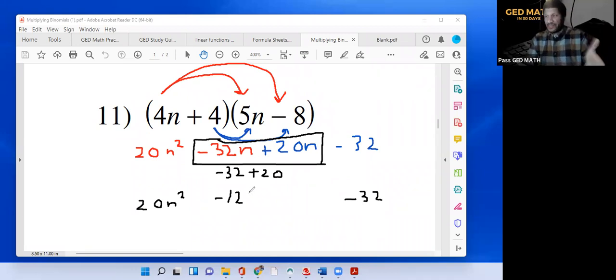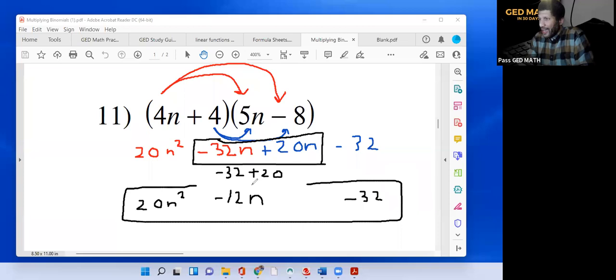That's another common mistake I saw people do. They would combine this negative 12 and this negative 32. You cannot forget your n. The computation involves the two coefficients, the negative 32 and a positive 20, but they are like terms and have the variable n. This is your final answer.